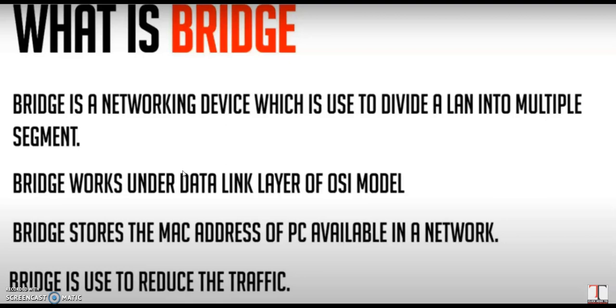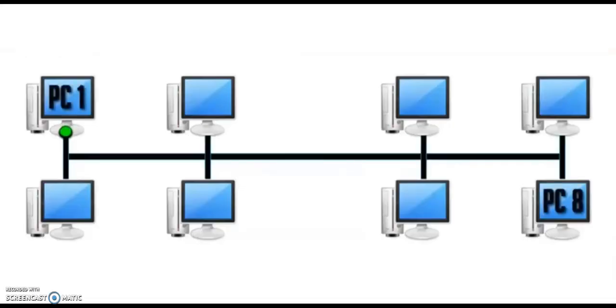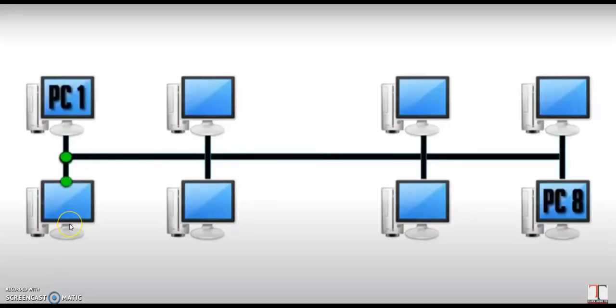We already know bridge and switch work in the data link layer, and both store the MAC address, the physical address of a particular PC in the network. It's an intelligent device, and the bridge is used to reduce the traffic. So now let's see how the bridge divides the network and reduces the traffic flow. The bridge is mainly used in the bus topology.